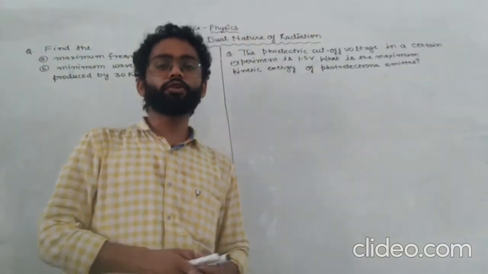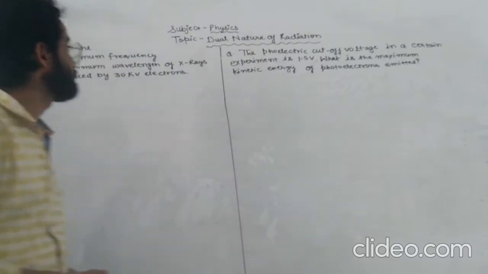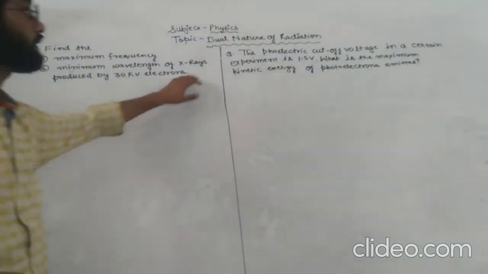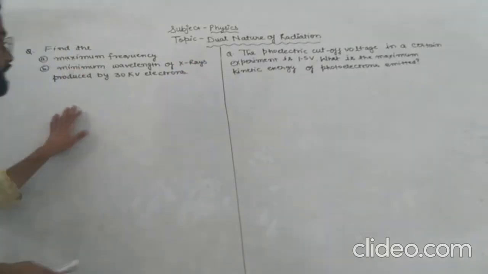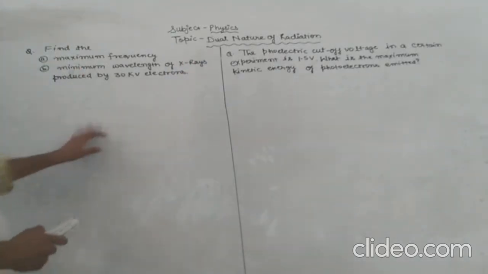Now we are ready with our new numericals and this one is written on the board. This one is about the chapter dual nature of radiation. We are just going to study these numericals which are written on the board. How do you solve these kinds of numericals?